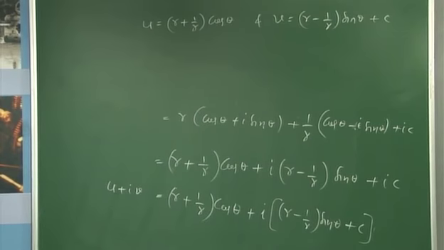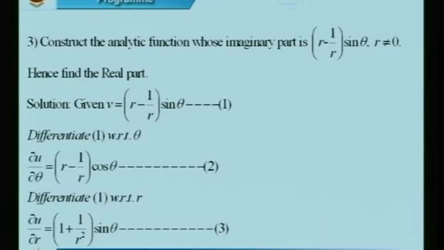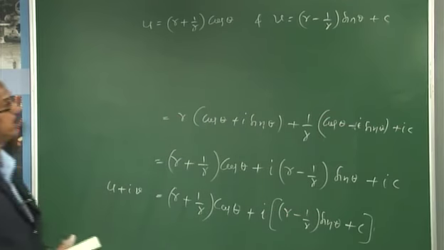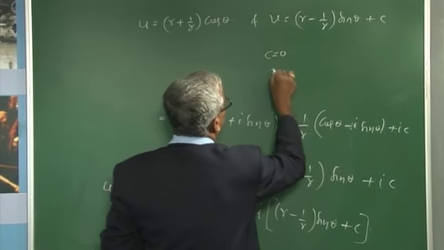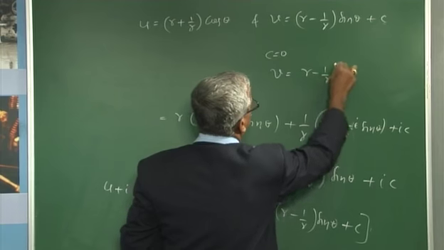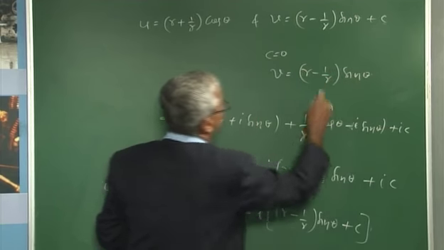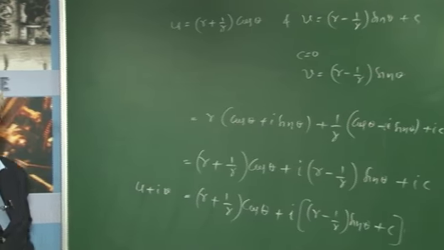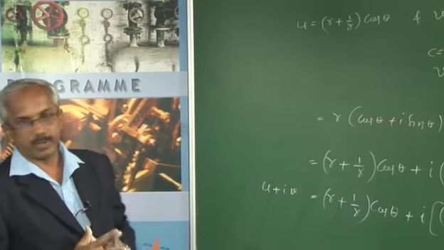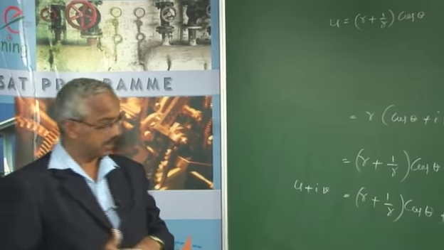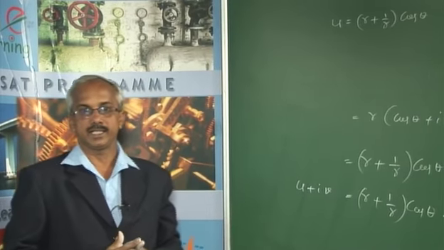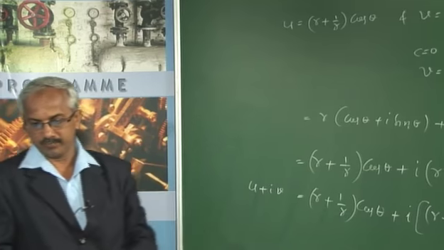Just observe here, u is the real part of that analytic function f of z and v is the given imaginary part, but this C is just because of the integral constant. To get that actual imaginary part, I choose C equal to 0, it is an integral constant, v is equal to (r minus 1 by r) into sin theta. This is the actual imaginary part given in the problem, r minus 1 by r sin theta, and the corresponding real part of this analytic function is (r plus 1 by r) cos theta. That is the required answer for this problem.